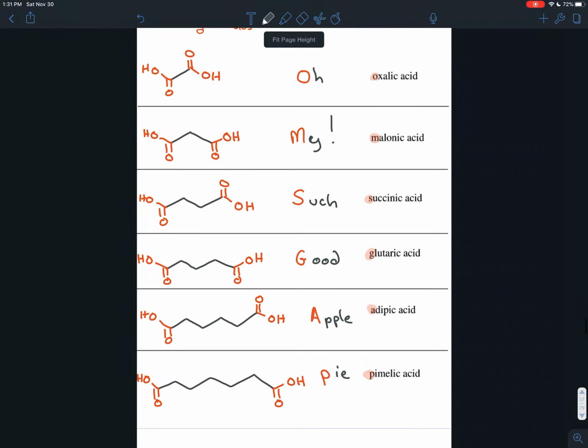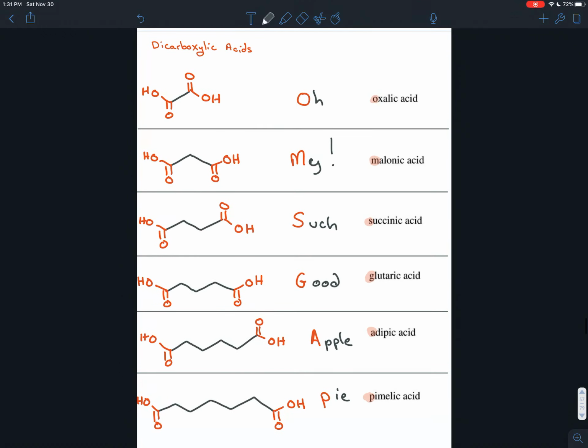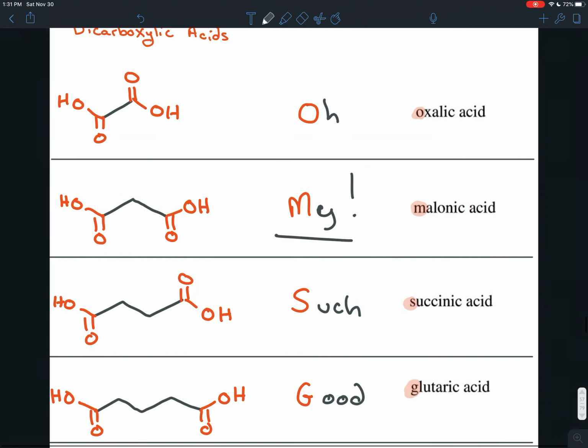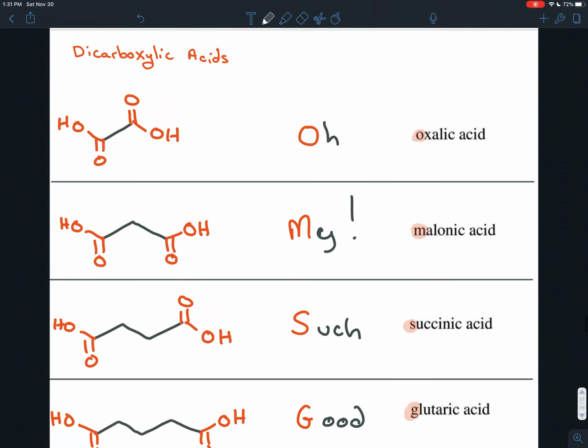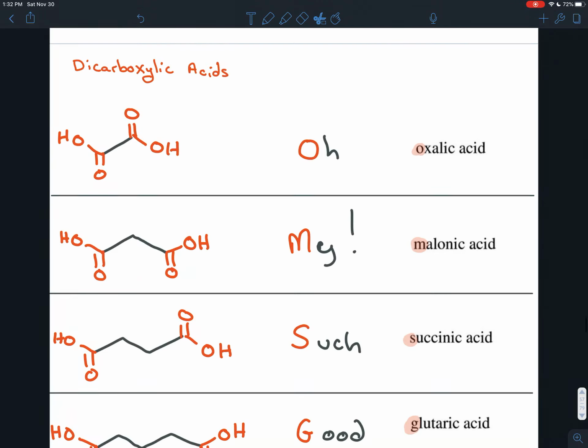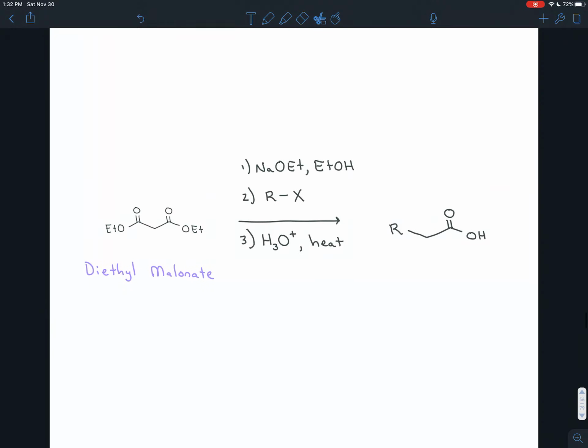So I wanted to show that to you because hopefully it'll be useful to you in the future in biochemistry, for example. But what's useful for us right now is this malonic acid. Notice that it is the second one. It's the my in oh my. So oxalic acid is the smallest, that's the O. Malonic acid is the second. It has 3 carbons and a carboxylic acid on each end. So that's malonic acid.